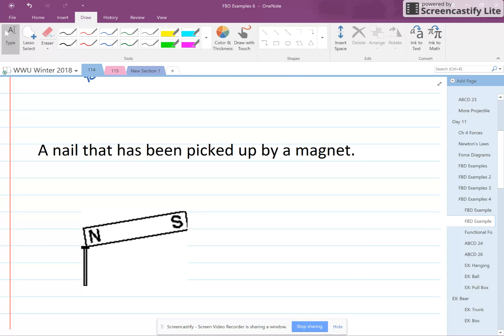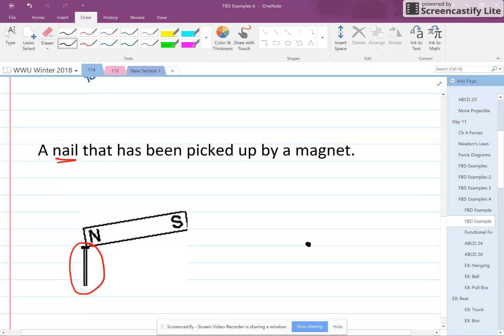Okay, this last one's kind of an interesting one. We have a nail that's being picked up by a magnet, and in this case, the nail is really the object of interest. So if we circle that, we can still keep going through our same little spiel. We're interested in anything that's actually touching the nail. You have a magnet that's touching the nail.